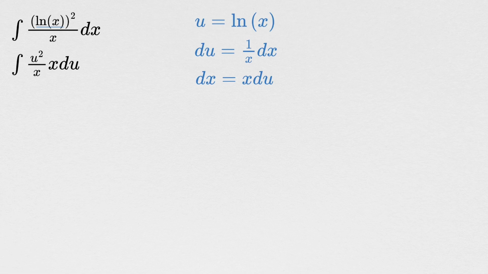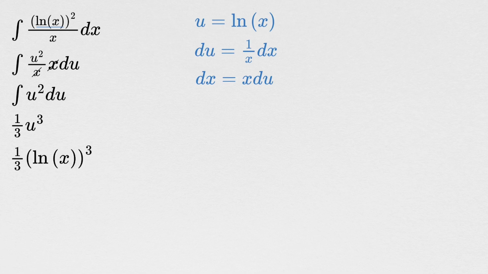Substituting this back into our integral, we have the integral of u squared divided by x times x du. Now we can cancel our x's and we're left with the integral of u squared du. We know how to integrate this, and we get 1/3 u to the 3rd. To finish, we replace u with our original expression, and we have 1/3 ln x to the 3rd plus c.